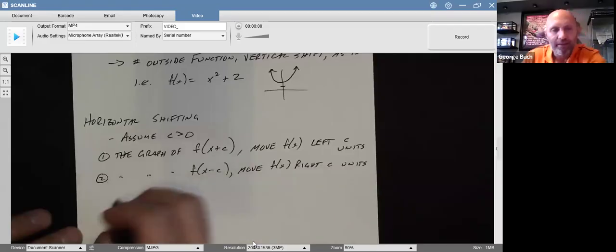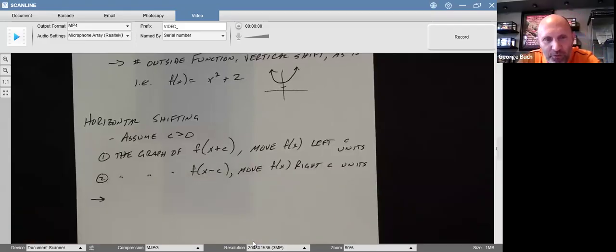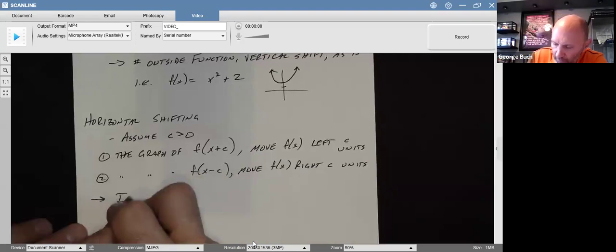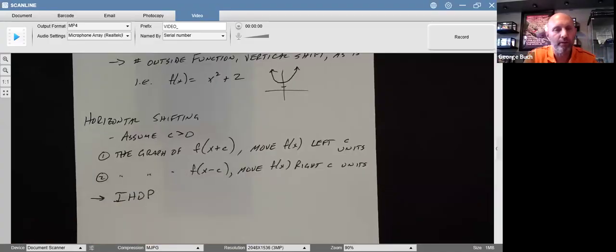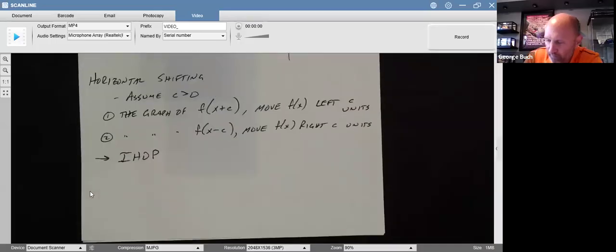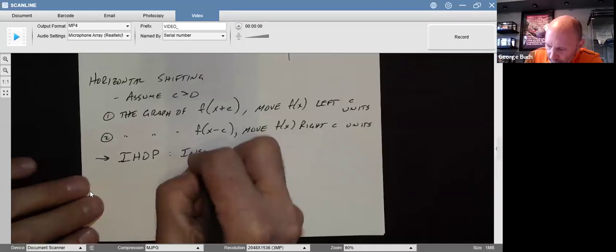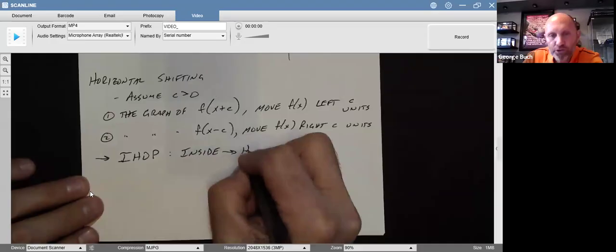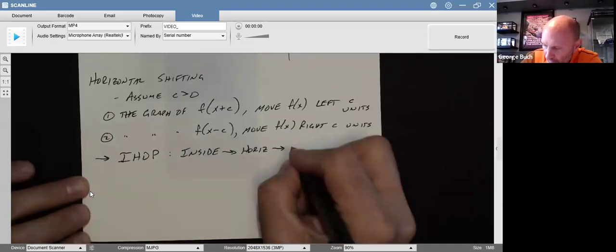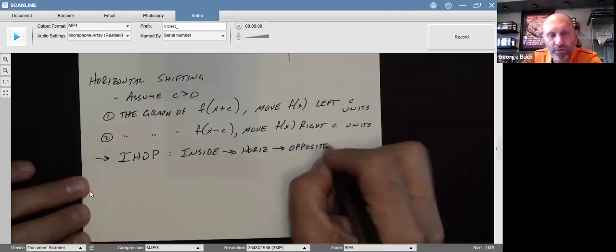And so again, that can be a bit messy, confusing, and so forth. So here's the way to remember it. You guys, I'm sure, have heard of the pancake place, IHOP. Well, in this situation, IHOP does not mean International House of Pancakes. What it means is inside means horizontal shifting, and it's the opposite, OP, of what we see.